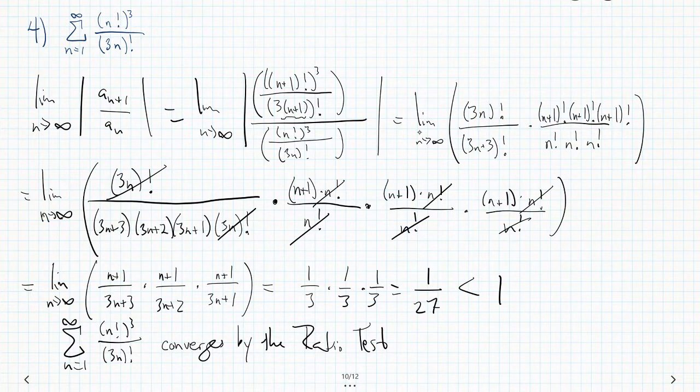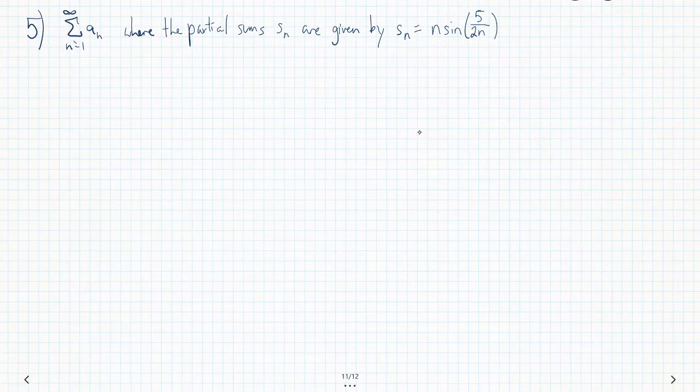Now we'll break down one more that's kind of tricky for some people. So we have this summation n equals 1 to infinity of a sub n, where the partial sums Sn are given by Sn equals n sine of 5 over 2n. What the heck does this become? Well, actually, this one's a lot easier than most people think.